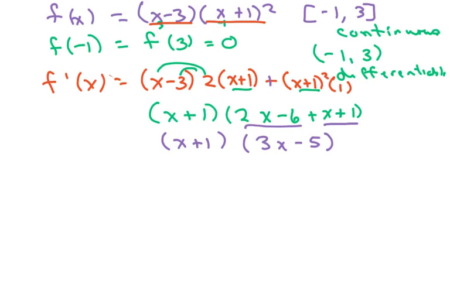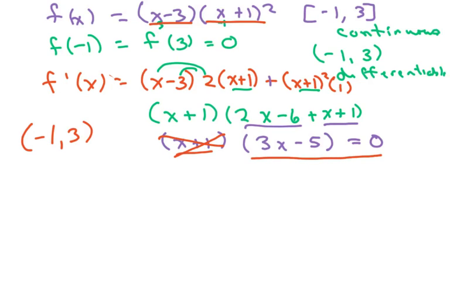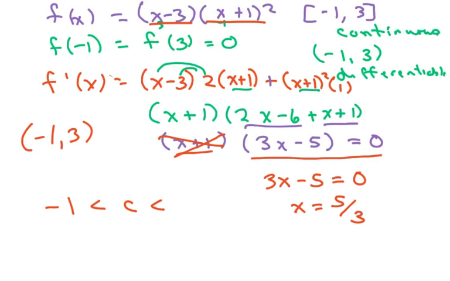Alright, so when you set this to 0, we already have negative 1 here. And we're talking about the open interval, negative 1, 3. Usually, here you would get negative 1, but it can't equal negative 1, so we're not going to look at that. We're only going to look at this piece. So we have 3x minus 5 equals 0, so x equals 5/3. And 5/3 is our c, because we want our c to be between negative 1 and 3, which it is.